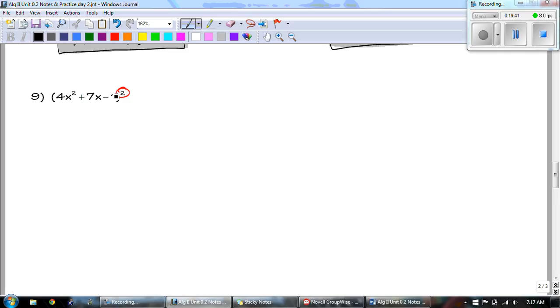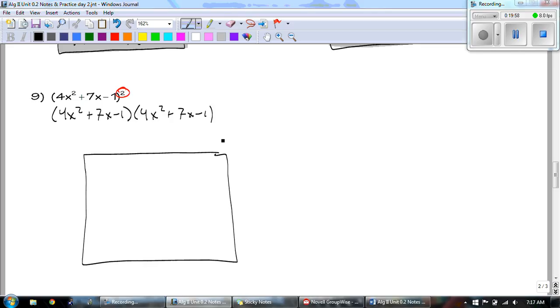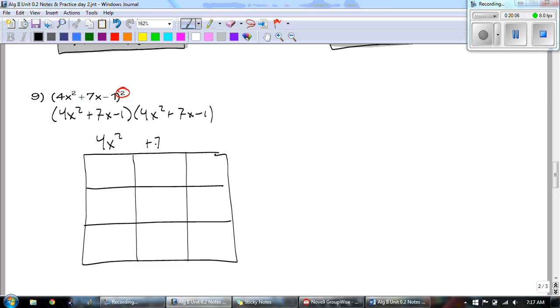Because, well, it's 4x squared plus 7x minus 1. So when we write that out, you have a trinomial times a trinomial. What I would do personally to set it up is I would do box method for ones like this, okay? So we have 4x squared plus 7x minus 1, 4x squared plus 7x minus 1. I'll let you guys kind of set that up. Okay, and then just watch your signs.